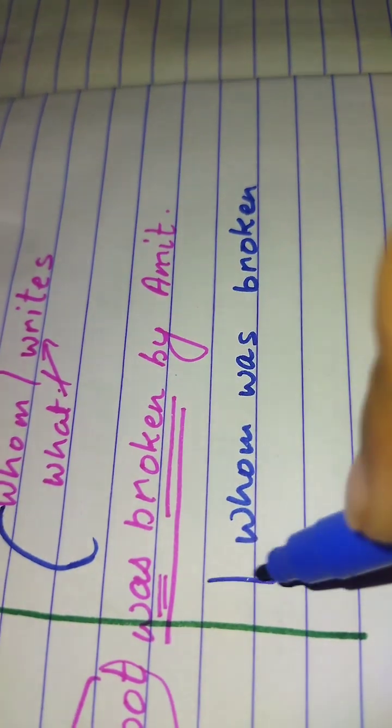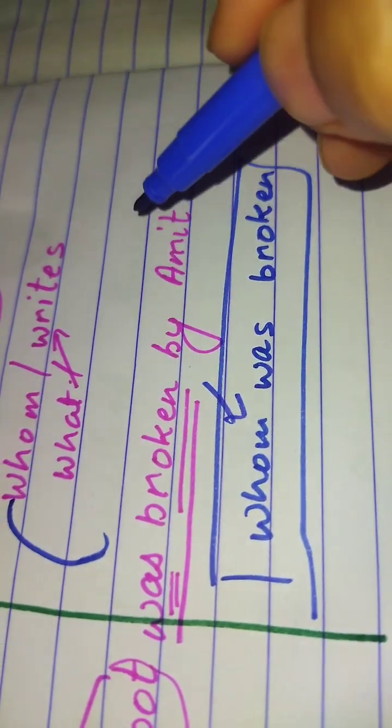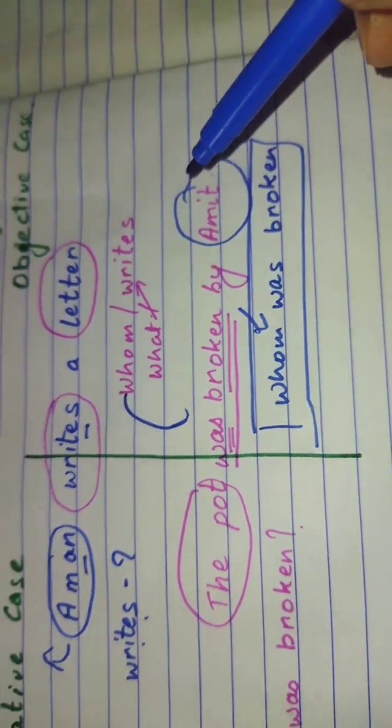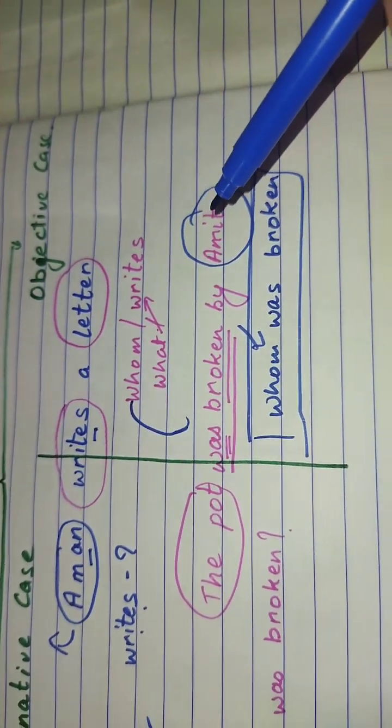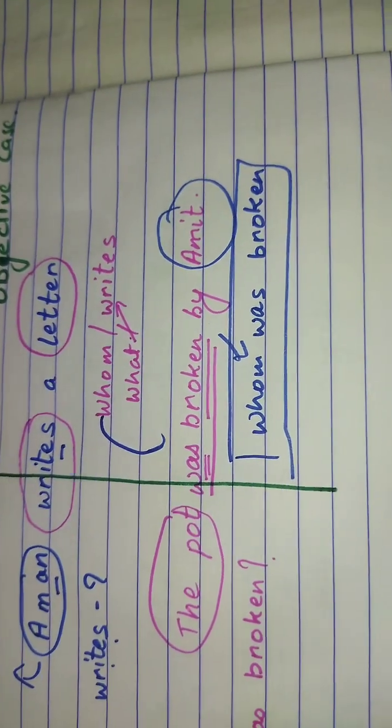Broken, actually this framing is a bit wrong. Broken by whom? So the answer is Amit. So in this sentence, the pot was broken by Amit. The noun Amit is in the objective case.